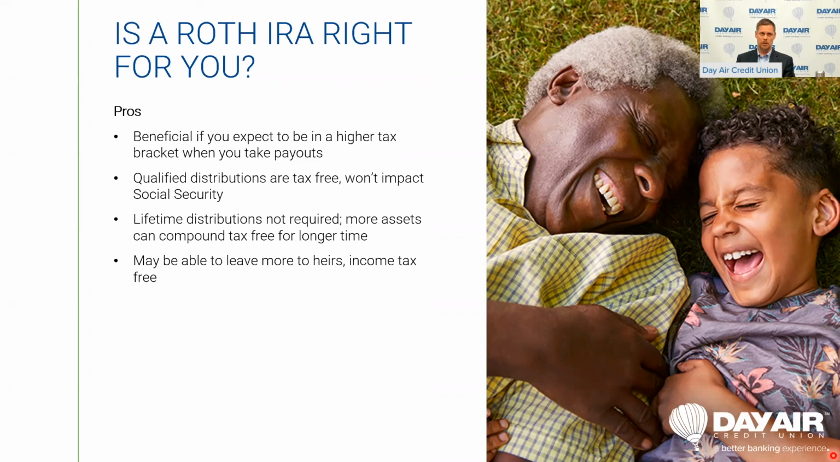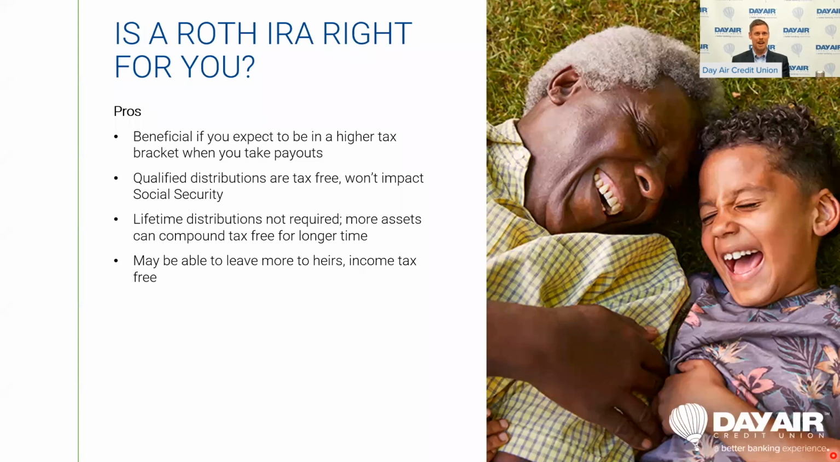And a lot of people don't know this, but Social Security can be taxable. If your income is above a certain limit, which is not that high of a limit, up to 85% of your Social Security can be taxable. However, if you have a Roth IRA and you're using your Roth IRA for income and taking distributions, it will not affect your Social Security taxability.